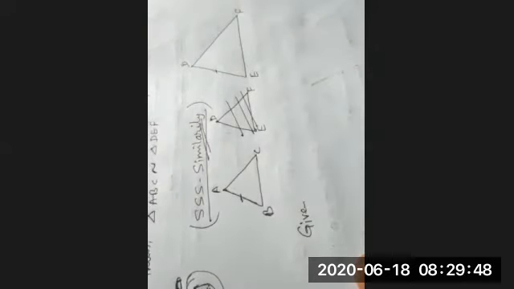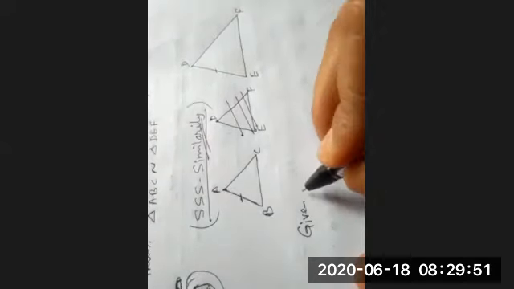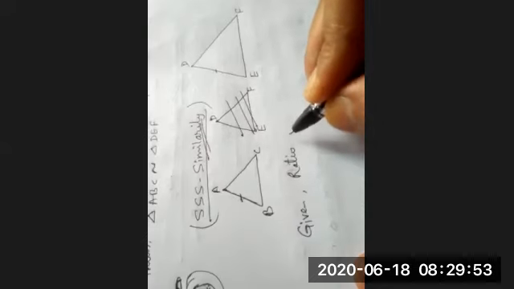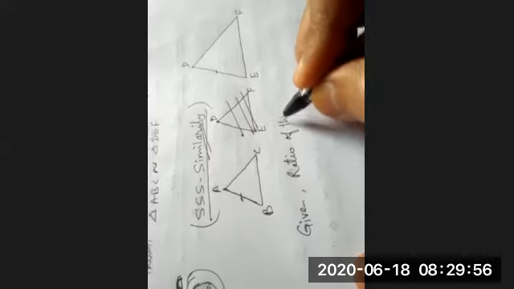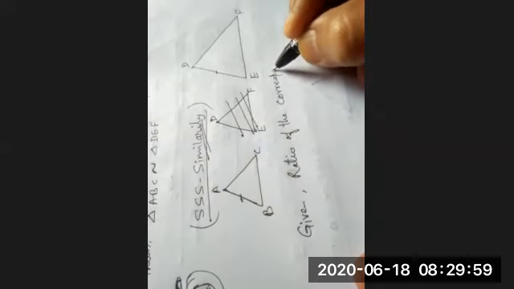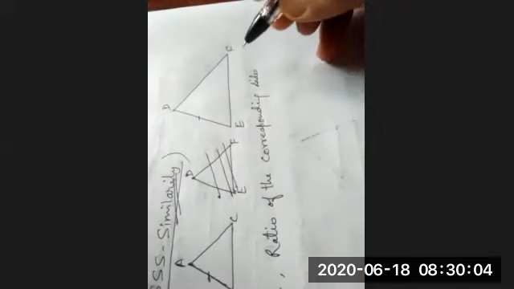So it is given that ratio of the corresponding sides are equal. This implies what? AB by DE is equal to BC by EF is equal to AC by DF.